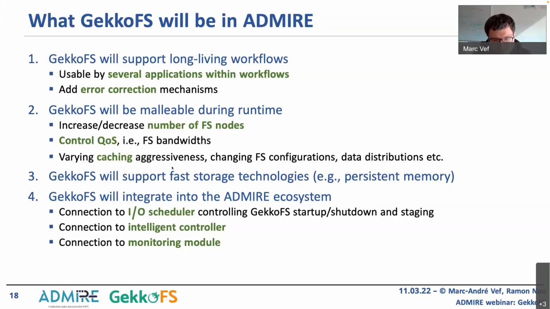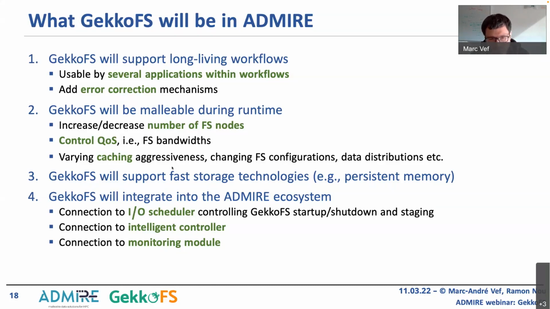And then finally, another part that can be malleable is changing the caching aggressiveness, where you could have a very good write cache in the beginning of an application, and later you have a better read cache, right? This you could also do depending on the application that you have. But this is something that we still need to add to GekkoFS. Then also we will support fast storage technologies, like persistent memory and non-volatile memory, in a native way with the proper interfaces, and then, of course, integrated into the Admire ecosystem.